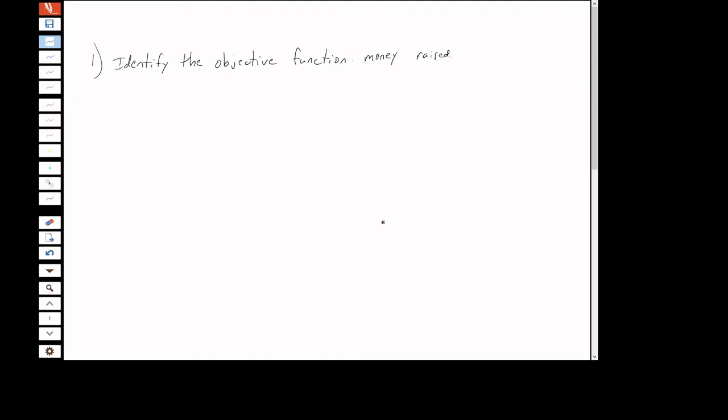Okay, so if I want to write a function for that, the money is going to be dependent on how many adults and how many students attend. Okay, so in the process of making this objective function, I want to label some variables. So we're going to let x equal the number of adults, and y equal the number of students.